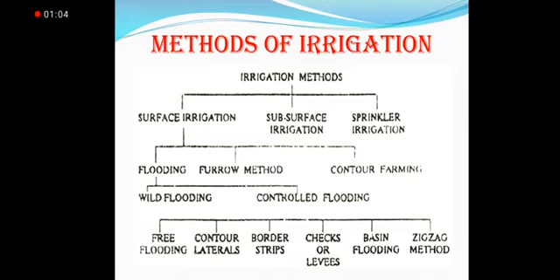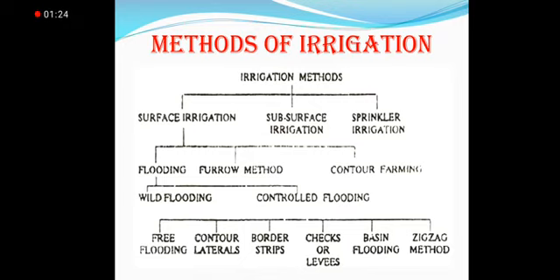Wild flooding means when the water for the irrigation flows with no control. It flows very fast in the steeper area and it is very difficult to control the flood. The water will flow as it wishes. That is wild irrigation. Next is controlled irrigation.